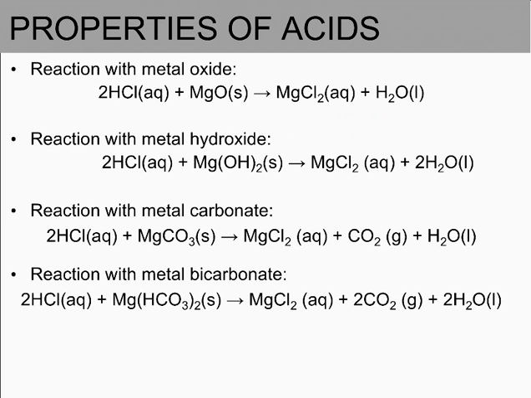In this first reaction, hydrochloric acid is reacting with magnesium oxide. This is our metal oxide. And remember, magnesium is in group 2 on the periodic table, and it is an alkaline earth metal. Because this is a double replacement reaction, hydrogen is going to switch with magnesium, and we end up with magnesium chloride and water.